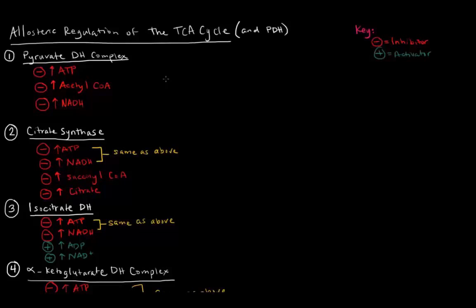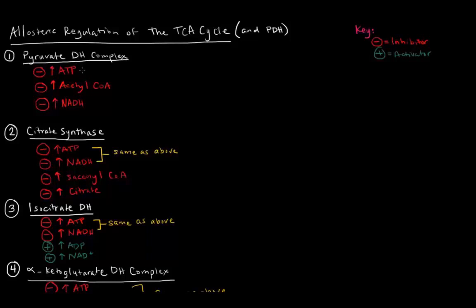So in the last video, when I talked about the 8 steps of the TCA cycle, I mentioned that there were 4 enzymes, including the one from the pyruvate dehydrogenase complex, that are allosterically regulated. So I want to talk about what allosterically regulates them. What are their effectors? The pyruvate dehydrogenase complex has 3 different allosteric inhibitors. The first one being lots of ATP. So if there's lots of ATP around, that's going to inhibit the pyruvate dehydrogenase complex.